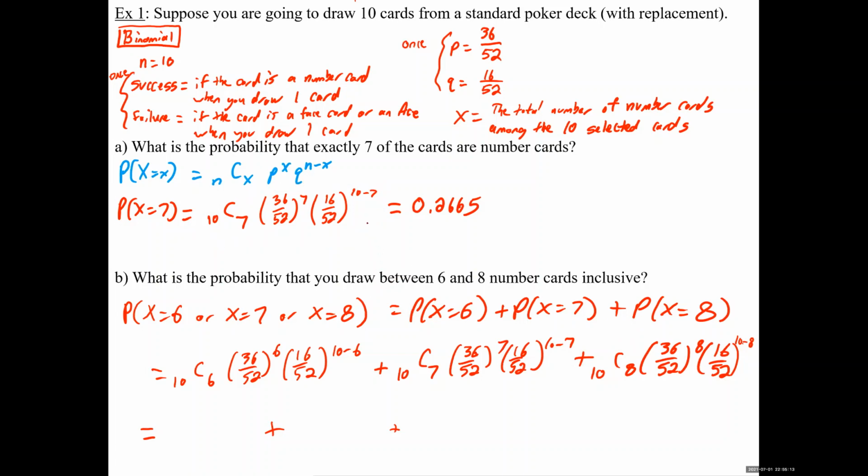The middle one we already did, so I'll just write that one down, 2665. I'm going to do the other ones on my calculator real fast without showing you, but you can do it afterwards to double check it.